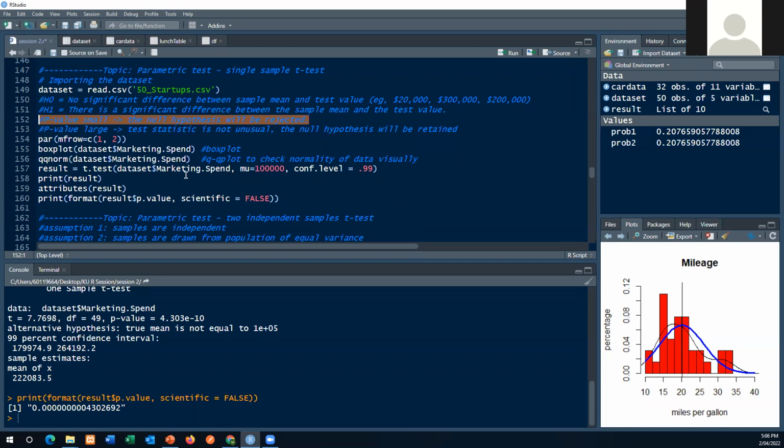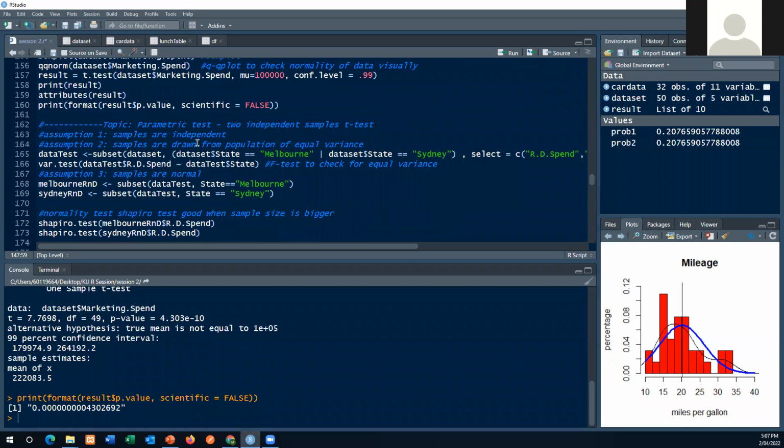So that is the simple single sample t-test. This is the significance test to check whether the mean is closer to the population mean or not. That is the purpose of the single sample t-test. Now we'll be doing the parametric test, again the t-test, but with two independent samples. Previously we have seen only one sample at a time. Now we are checking two samples together.